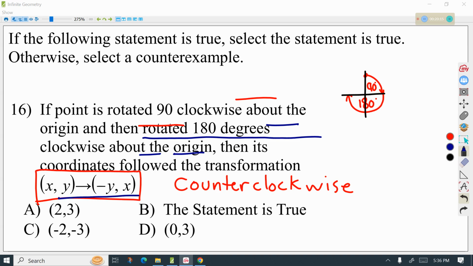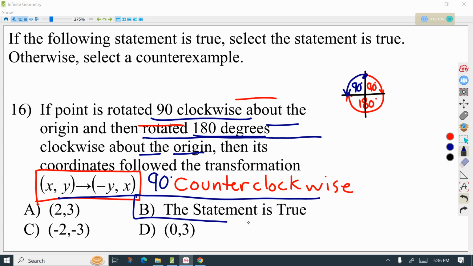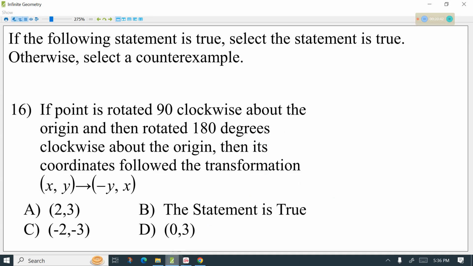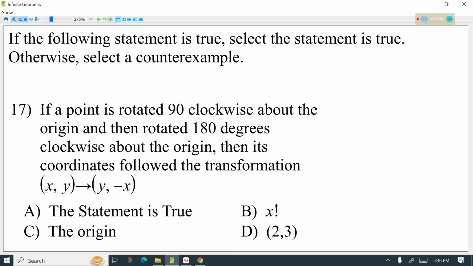It's telling me that if I do 90 clockwise and 180 clockwise, that that's the same thing as doing 90 degrees counterclockwise. So what if I start here at the top and then go 90 degrees counterclockwise? Okay, right, top to the left. Does the red arrow and the blue arrow end in the same place? Look, they end in the same exact spot. So that means that this one is true. It must be true. Okay? So we'll take a look at 17 and 18 to make you guys think a little bit more.